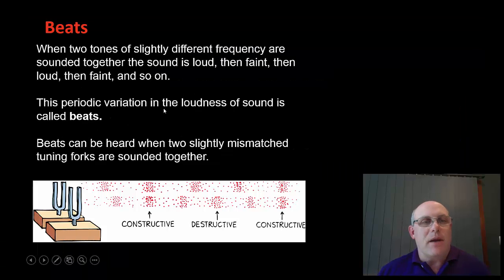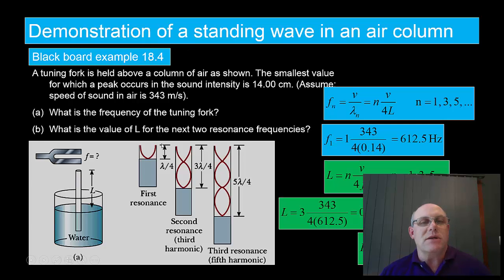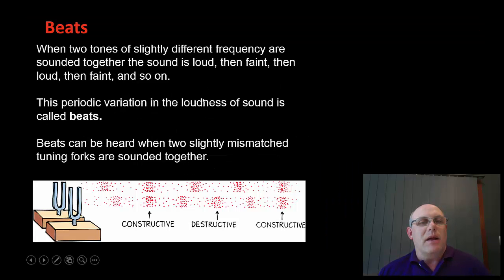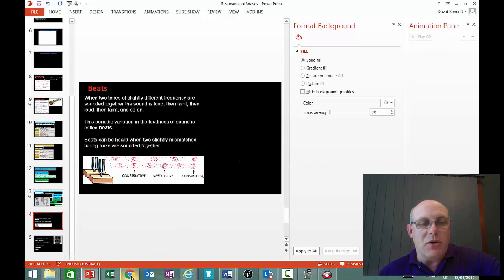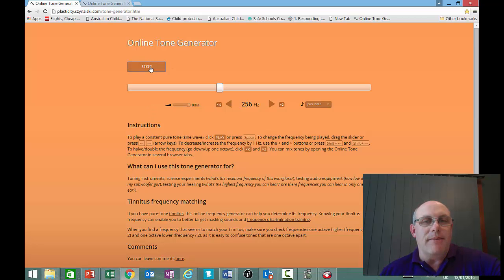Right, beats. When you have two tones or harmonics at slightly different frequencies, so let's go back to that, then you can actually hear a beat. Beats are heard when two slightly mismatched tuning forks sound together. You can have a go at doing that, but I think if we use the online tone generator I've got here to show you, that might give you an idea.